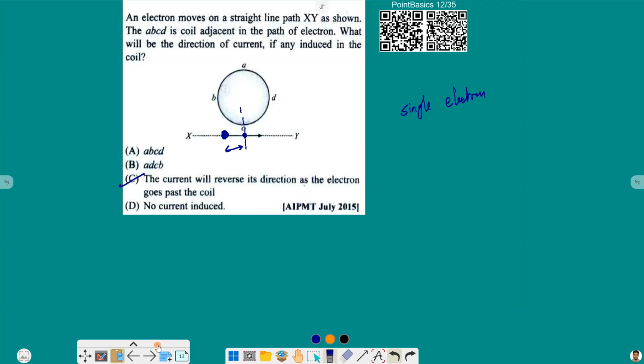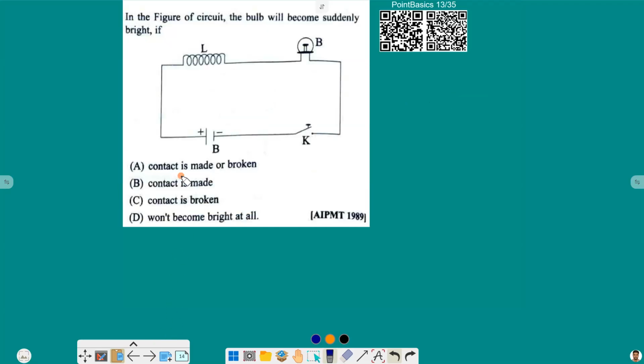Now let's move to the next one. In the figure of the circuit, the bulb will become suddenly bright. So we have to find out when the bulb will become suddenly bright. For the bulb to be brightest, it needs to consume the highest possible power which it can consume.